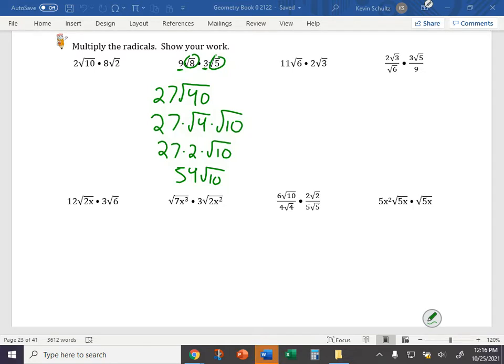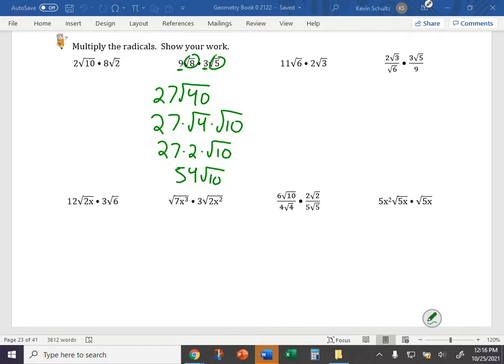Any others? Let's do the third one in that second row there. That looks fun. 6 root 10 over 4 root 4 times 2 root 2 over 5 root 5. Now we're multiplying roots in fractions. And we got really annoyed with Mr. Schultz in the last subjective when we added roots within fractions because getting that common denominator was kind of a beast. And I said, don't worry about it till algebra 2. This will be on the test because the rules are different.